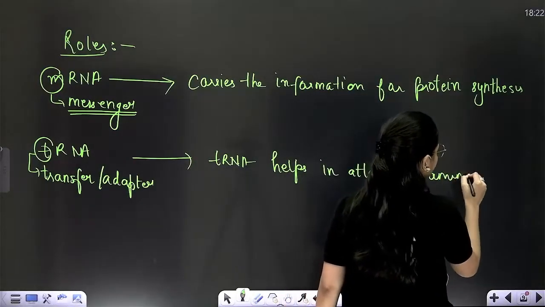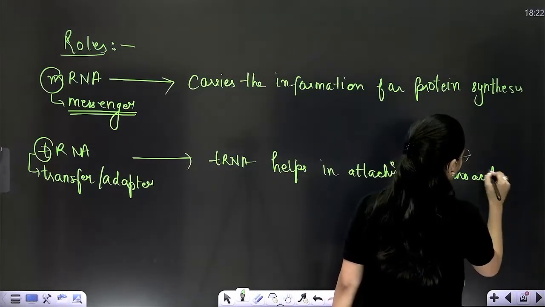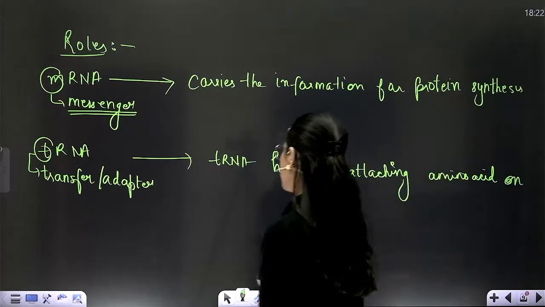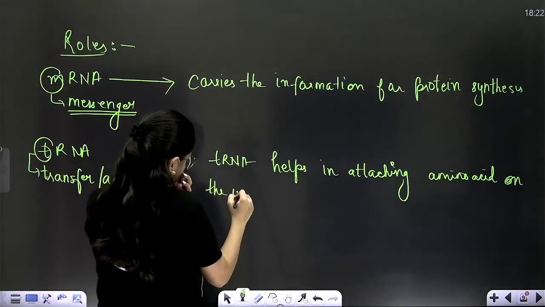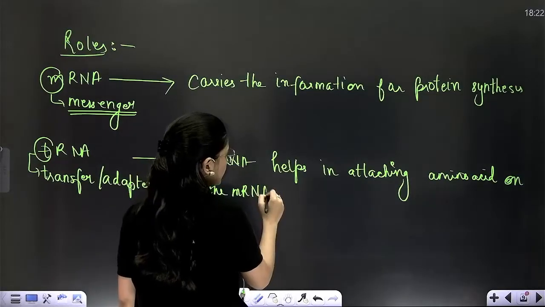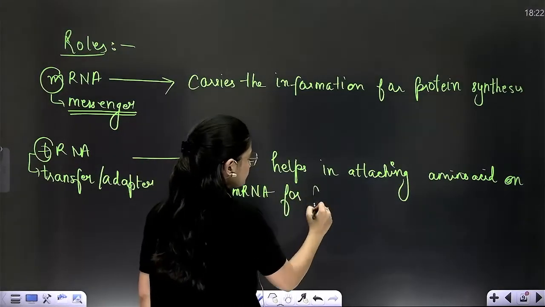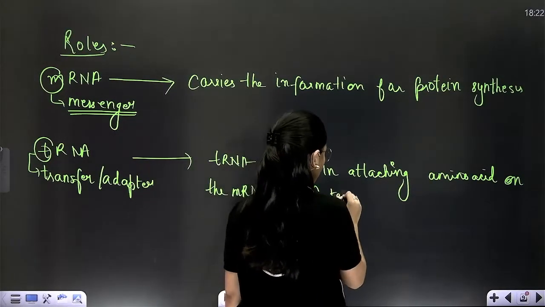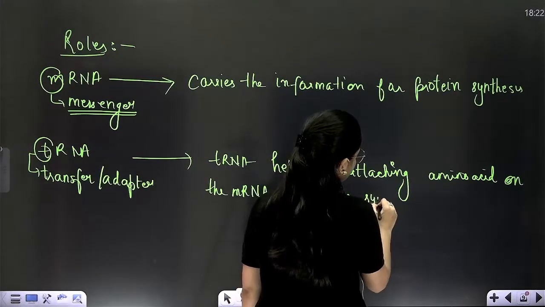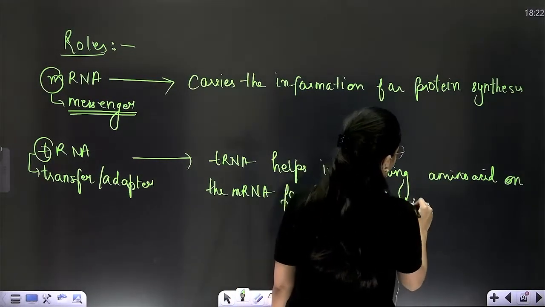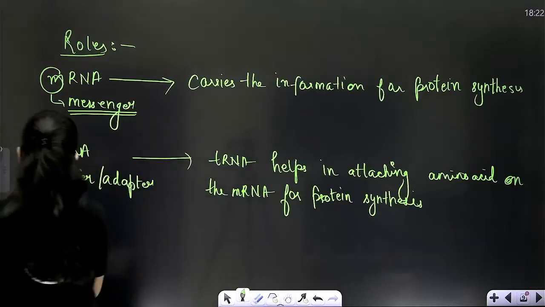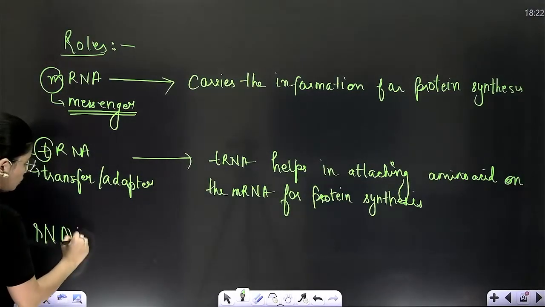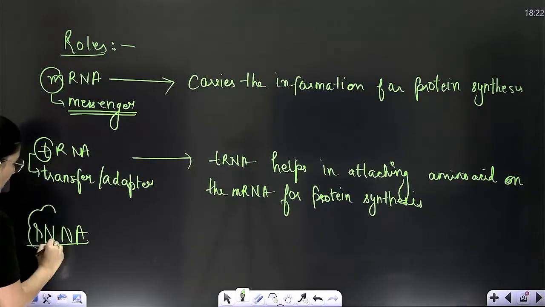amino acid on the mRNA for protein synthesis. Right? Now, third and most important, which is the most abundant one, 80%, rRNA.